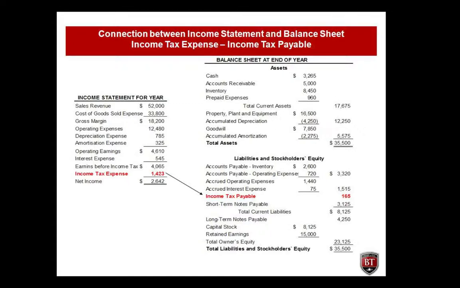Connection between income tax expense and income tax payable. We need to first earn taxable income to pay income tax. The simplest way to pay no income tax is to have no taxable income or to have a taxable loss. There are loopholes and options in the income tax code to minimize taxable income and to shift taxable income from one year to other years. There are usually installment payments during the year.